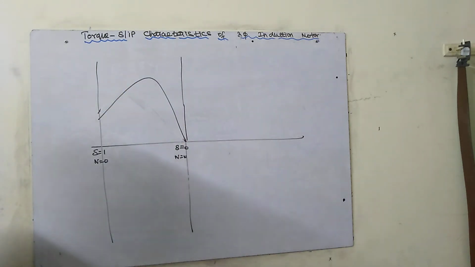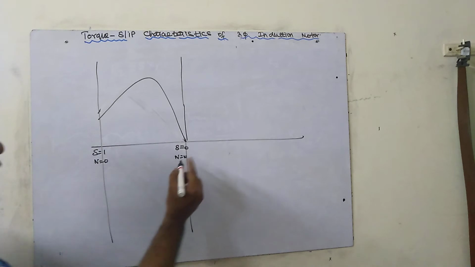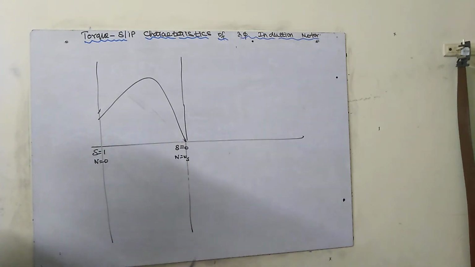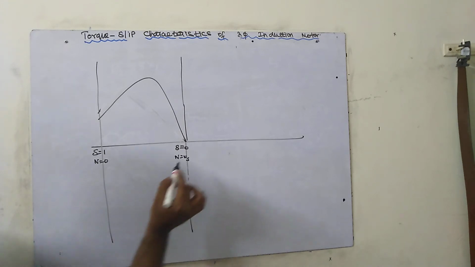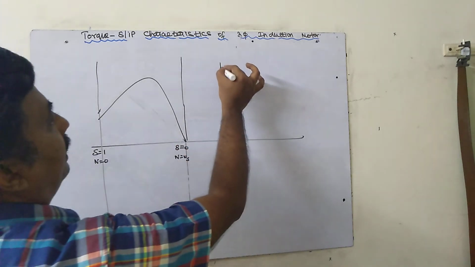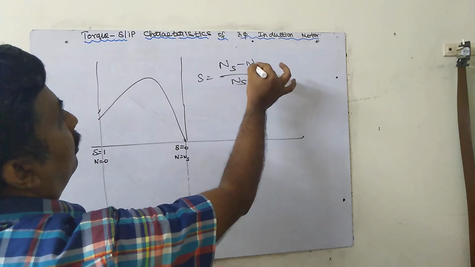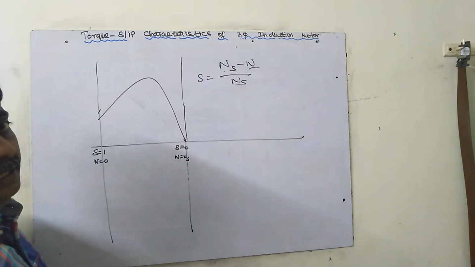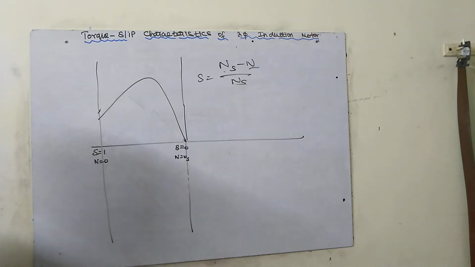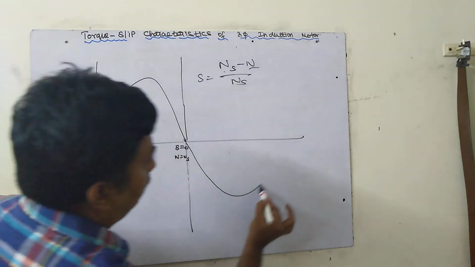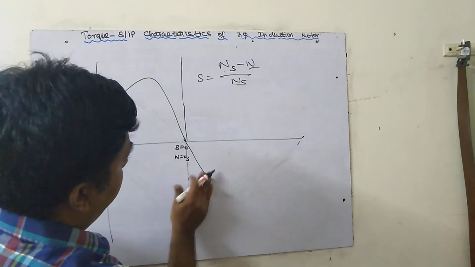Okay, if it is in generating mode, suppose this is N equals Ns. What is meant by generating mode? Generating mode means it will deliver power. When it delivers power, the speed becomes more than synchronous speed, so the slip becomes negative. That is, slip is Ns minus N divided by Ns, which is negative when the rotor rotates greater than synchronous speed. It is then called an induction generator. So this will be a mirror image of this. Same thing, it will be like this.